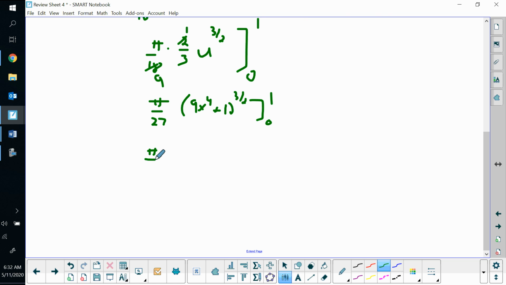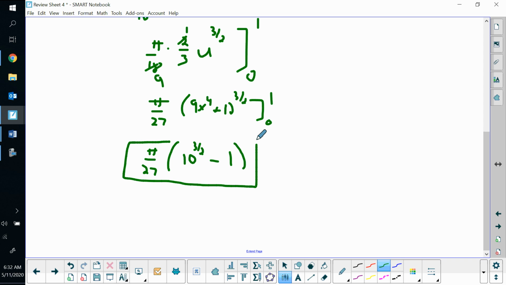So this is pi over 27. When we sub in 1, we'll get 1 to the fourth is 1, times 9 is 9, plus 1 is 10, so we'll get 10 to the 3 halves. And we can't make that any nicer, we'll leave it at that. Minus, when you sub in 0, we just get 1 to the 3 halves, which is 1. And that's our final answer.